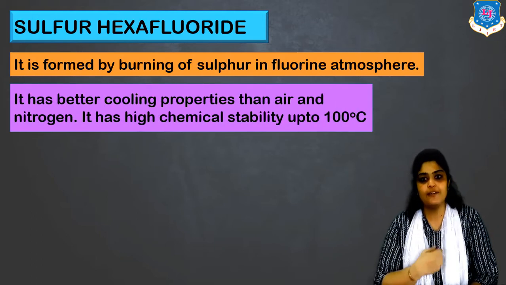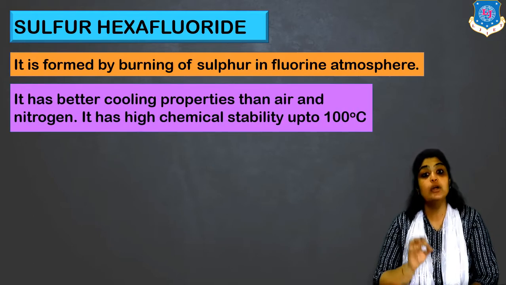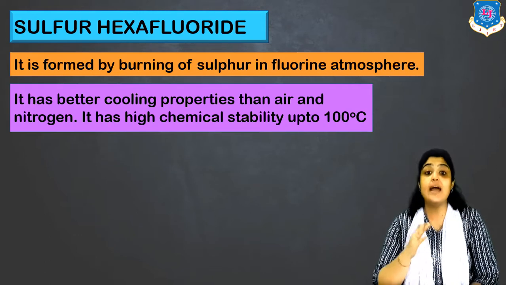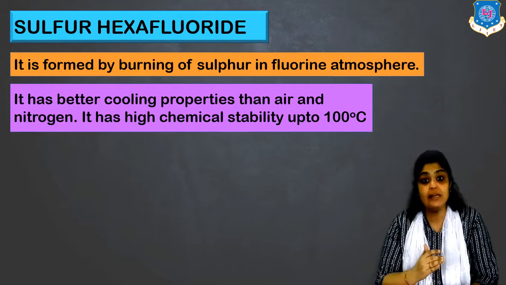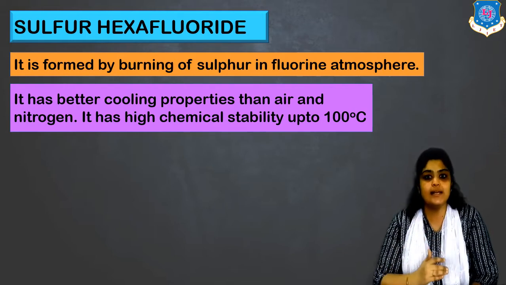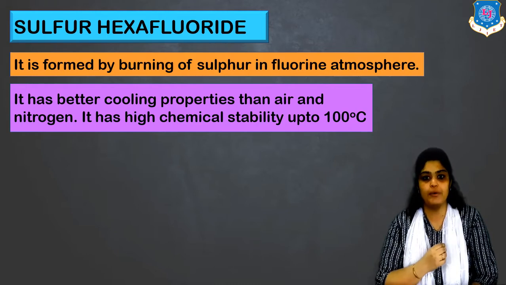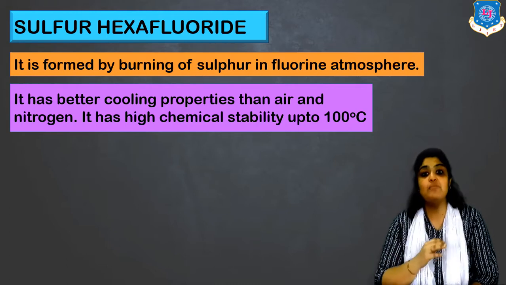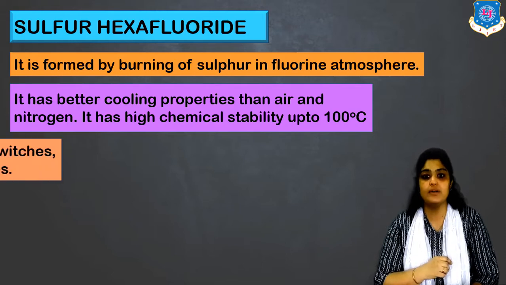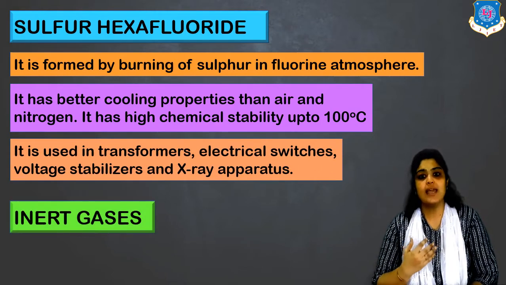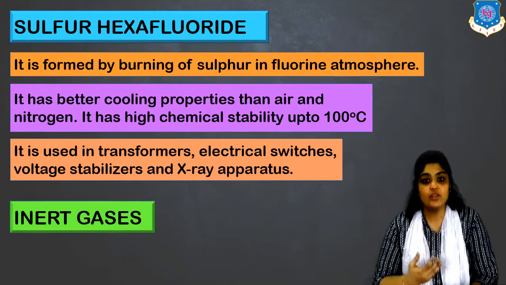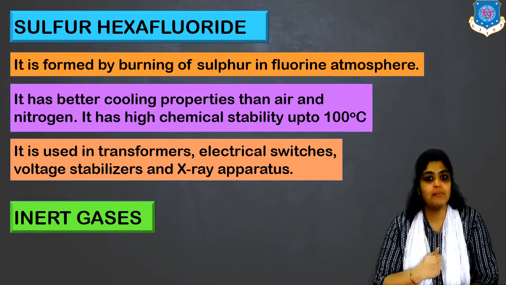Let's see the properties of SF6. They have very good cooling properties than air. It is chemically inert and it has a good chemical stability up till a temperature of 100 degrees Celsius. So it's far better than air if we are talking about cooling property. And cooling is a very important thing required in transformers. It is used in case of transformers, electrical switches, also in case of X-ray apparatus.